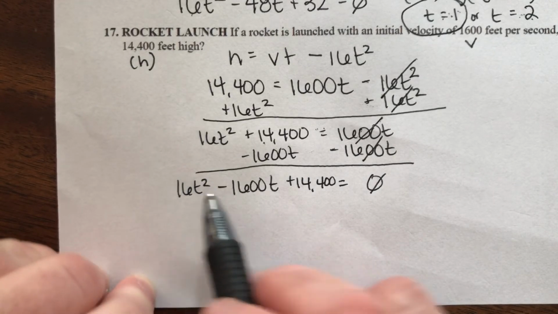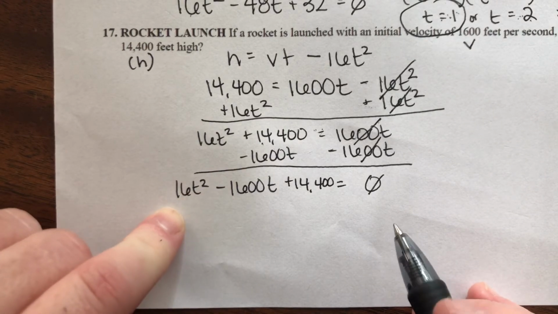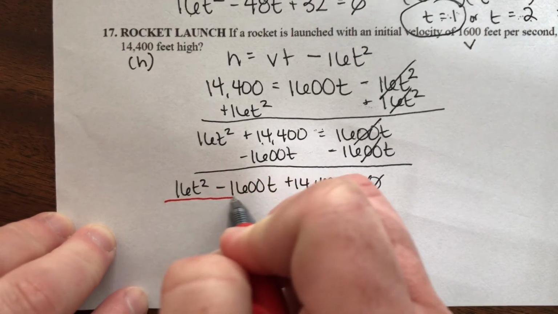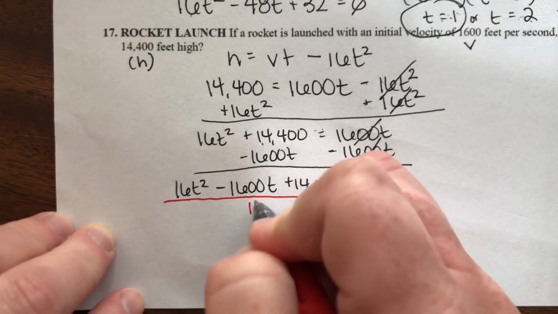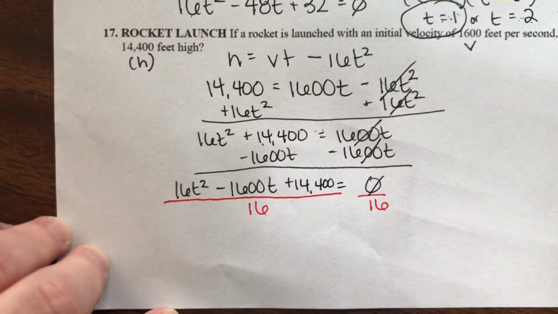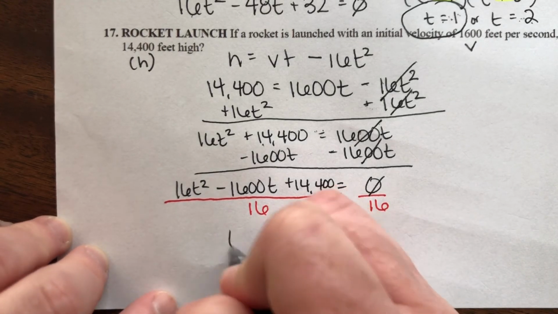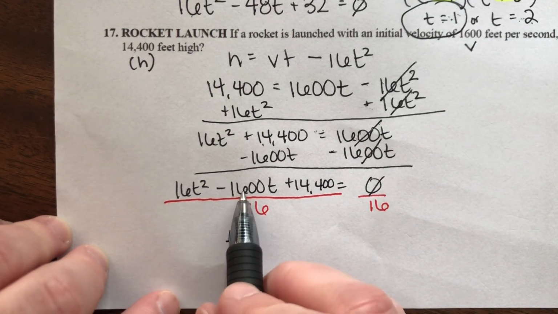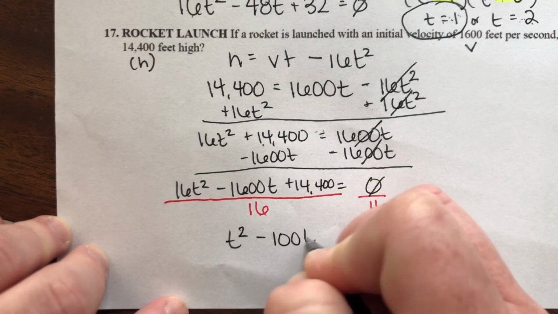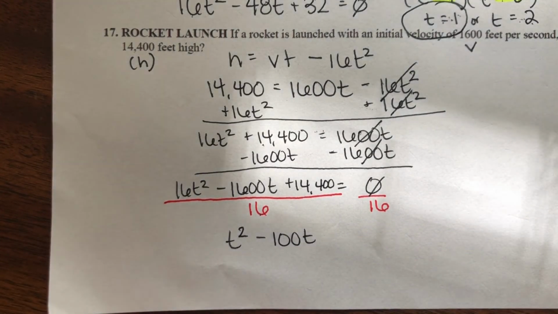So since there's a 16 in front, I got to get rid of it. Right now, t squared is being multiplied by 16. So to get rid of that, I want to divide by 16. And I can't just divide one term, so I have to divide everything by 16. Whatever I do on the left side of my equal sign, I got to do to the right. Okay, so 16t squared divided by 16 is just t squared. Negative 1,600 divided by 16 is negative 100. And 14,400 divided by 16, okay, that's 900.